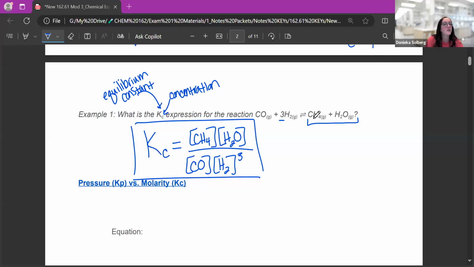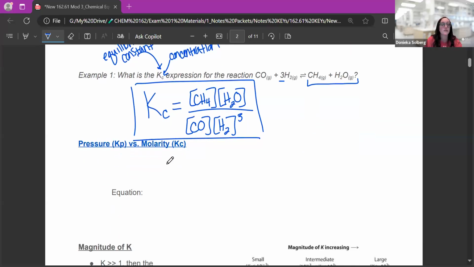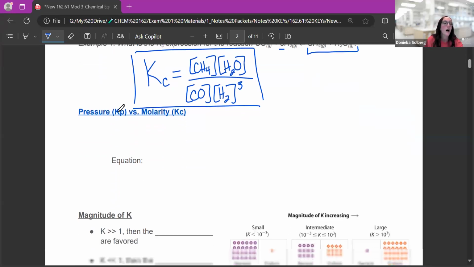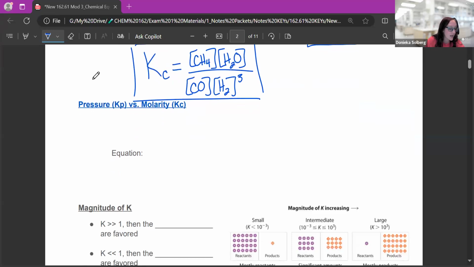Now, I mentioned in a previous video that we can also write or use pressures for calculating the equilibrium constant. So up here, these brackets stood for concentration, aka molarity. We can also write it for Kp, or for pressures, sorry. So it would be Kp instead of Kc. They both are calculated the same way, but one uses pressures.